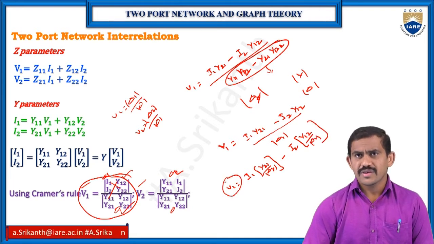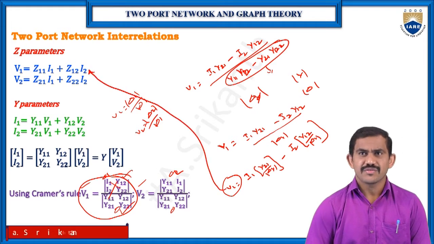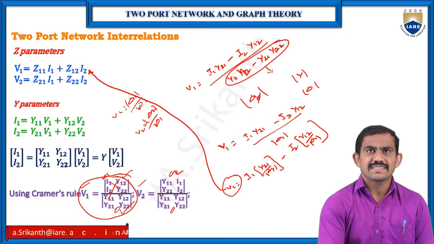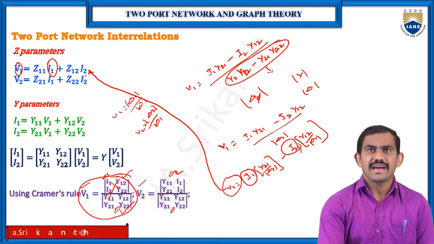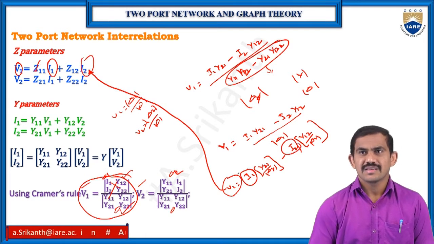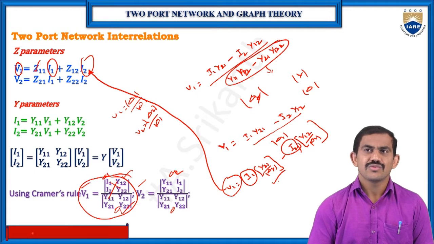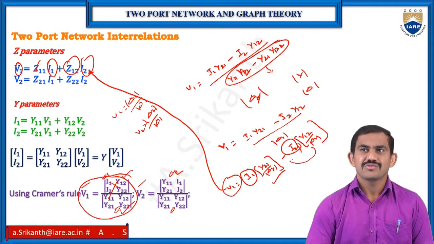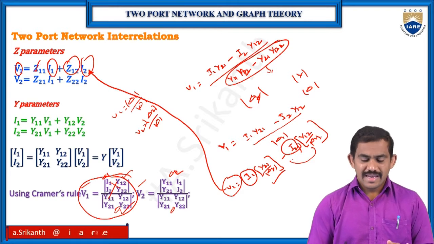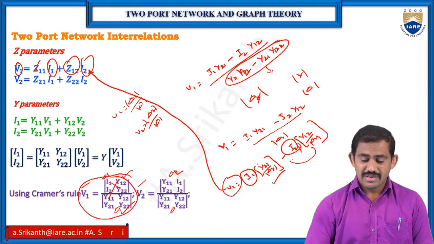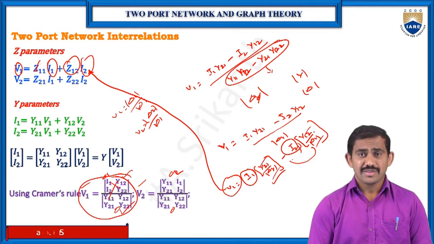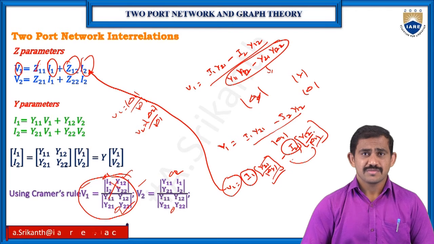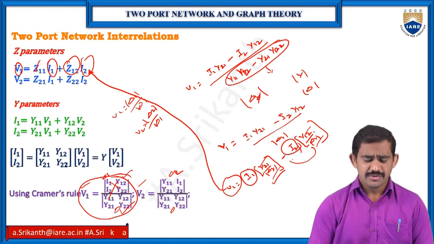Now your v1 equation you will compare with your z parameter equation. Now v1 and v1 as it is, i1 as it is, and i2 as it is. Now your z11 is nothing but y21 by delta y, and z12 is nothing but, we have a minus value, so minus y12 by delta y. So when I know the y parameters values, I can find out the remaining values, the z parameters values. We'll check it now.